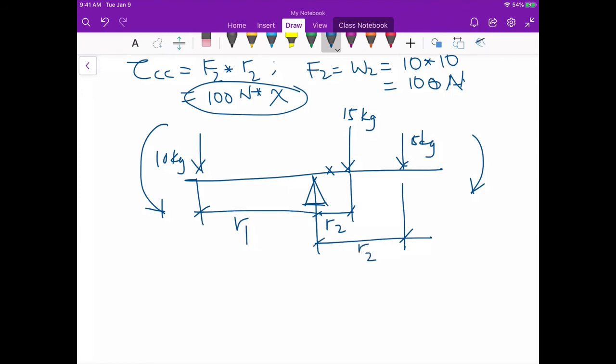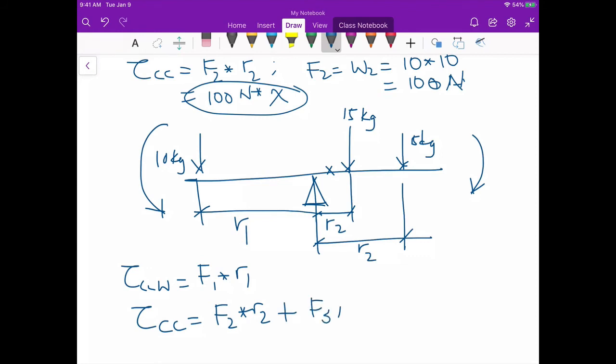When you find the counterclockwise torque, it's simply F1 times R1. But when you find the clockwise torque, it's F2 times R2 plus, because you have two forces, F3 times R3. Sorry, I called this R2, but it is R3.